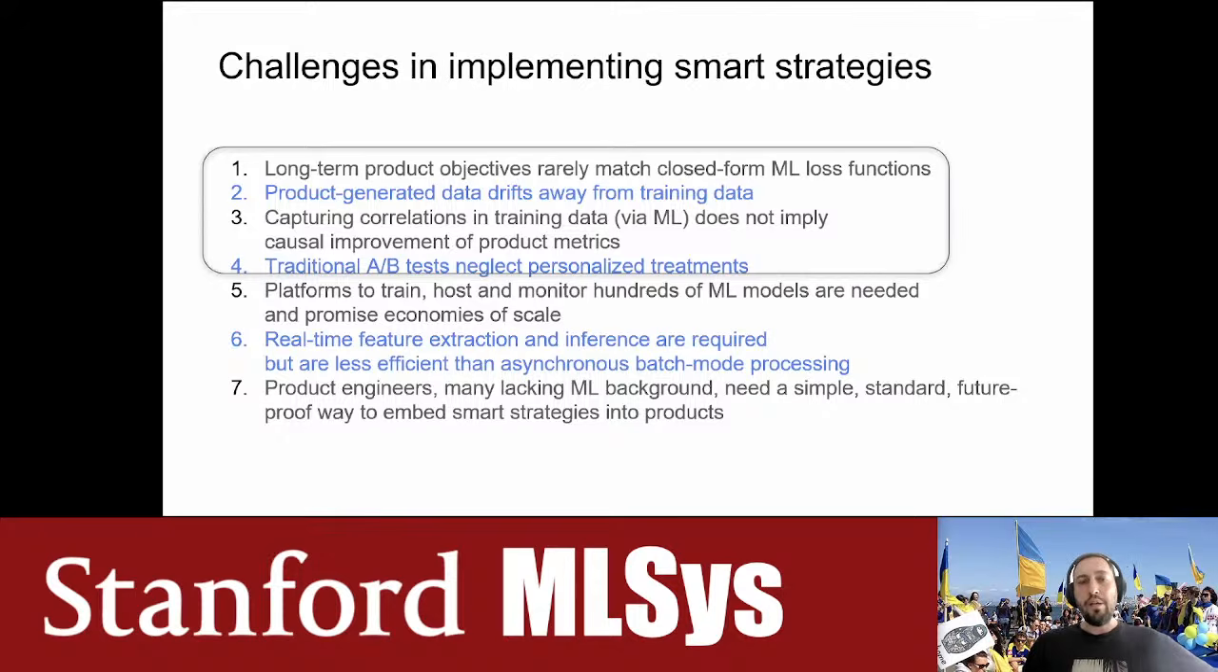Also, product-generated data tends to drift away from training data. And this motivates retraining of the model and brings a number of MLOps issues. The basic idea of using ML is essentially capturing some correlations in data, but that does not imply that when you embed ML solutions into products, the product metrics improve. So the gap between correlation and causation is important, and this is why you have to use causal experiments and A/B tests. When doing this, we also can handle personalized treatments, as I will explain in the talk.